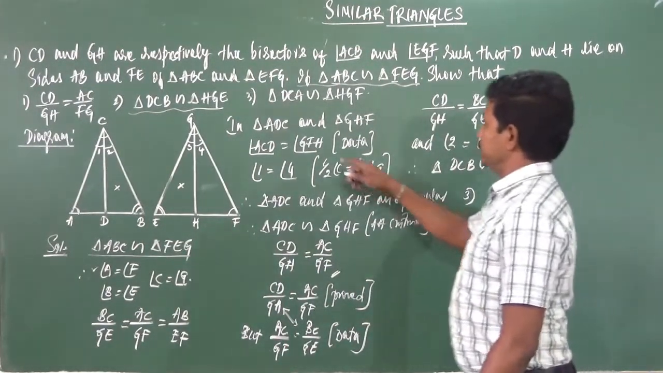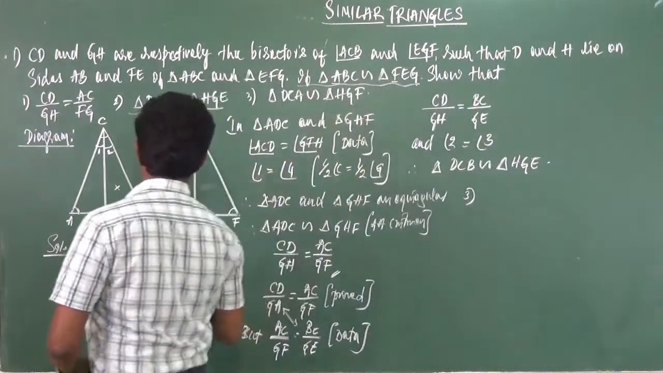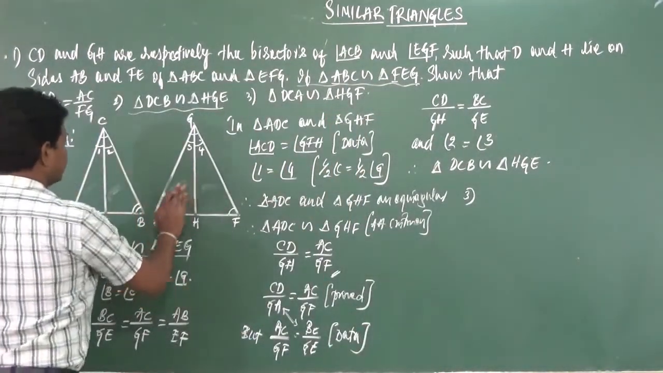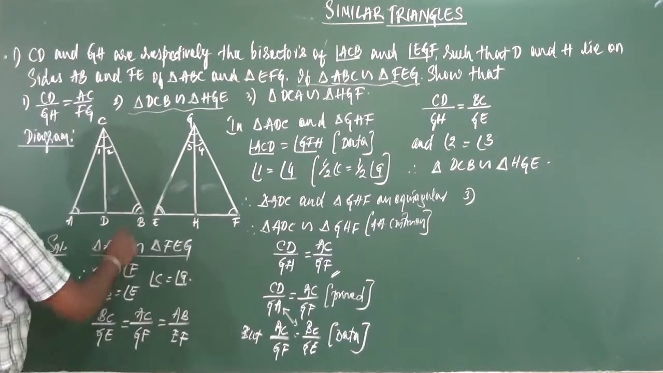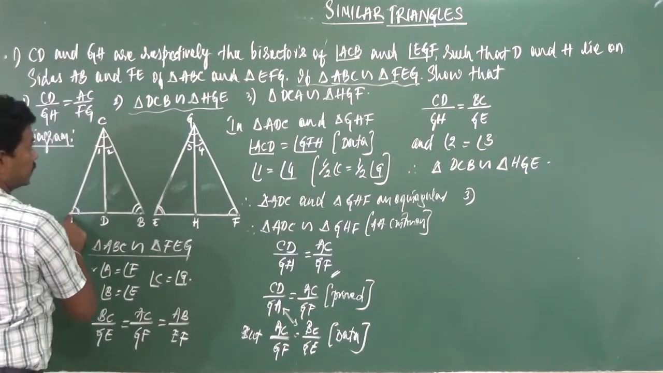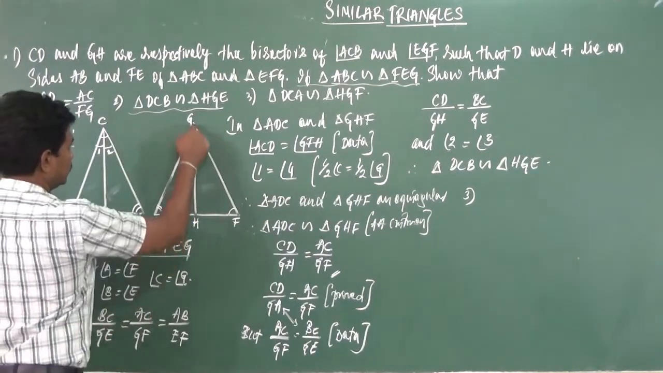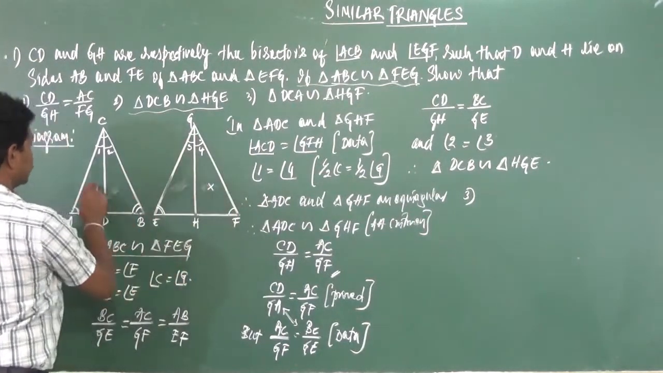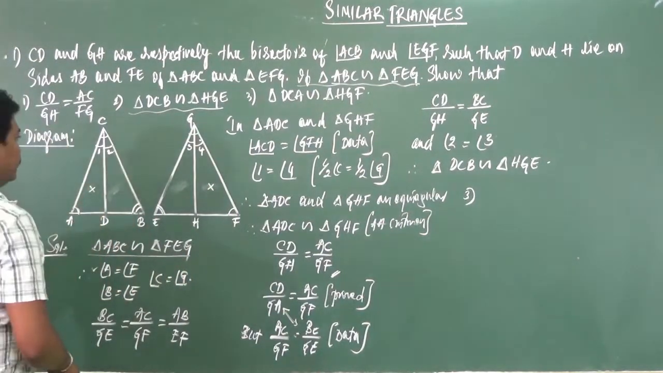So we have to prove that triangle DCA is similar to triangle HGF. Let us identify the triangles. So triangle CDA and triangle HGF. So we have to prove that these two triangles are similar, right.